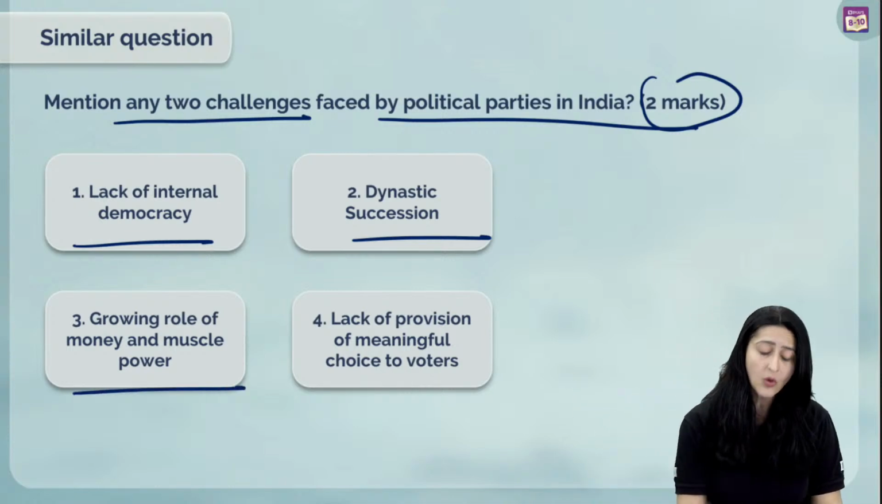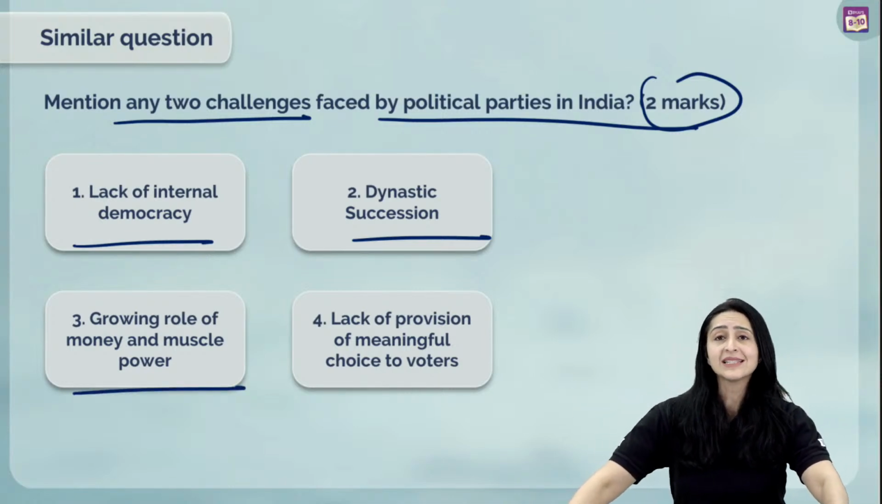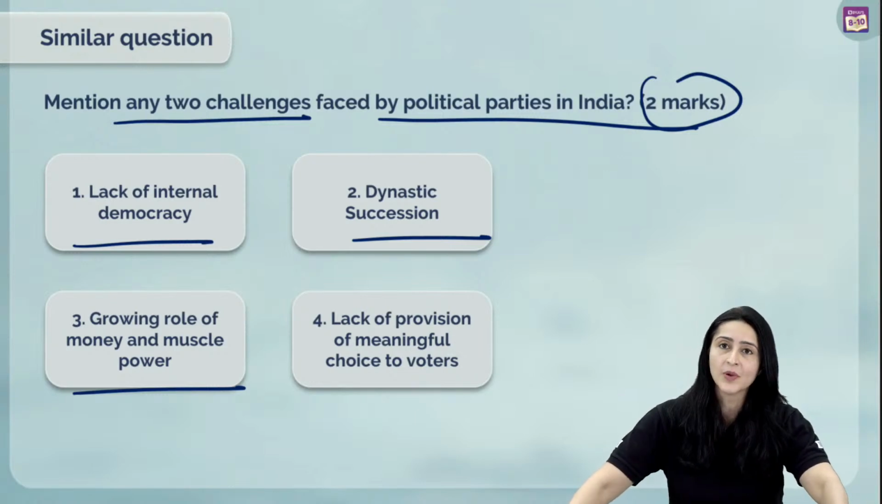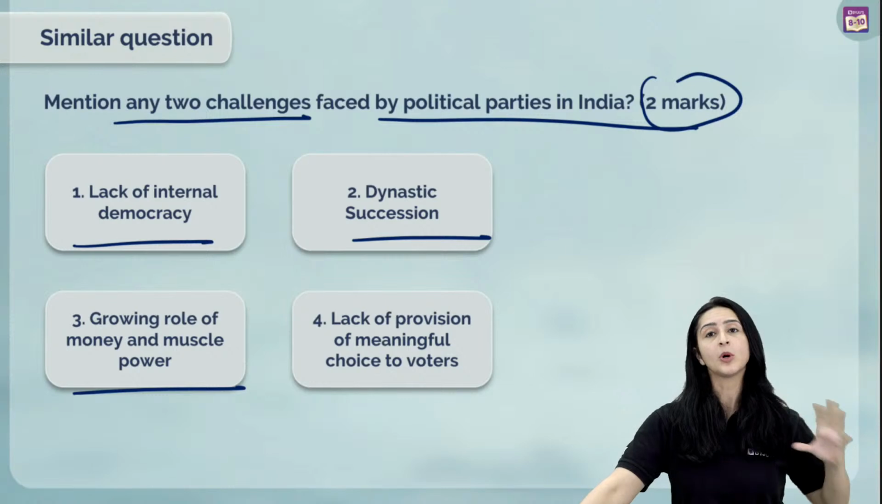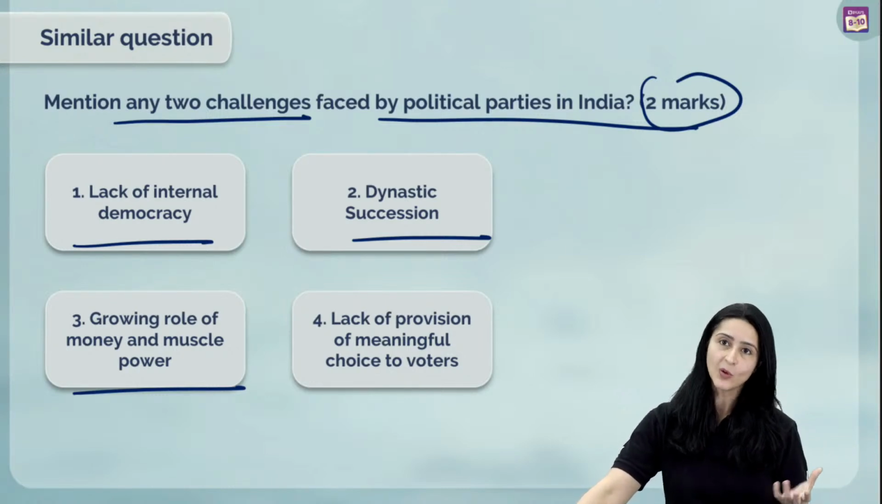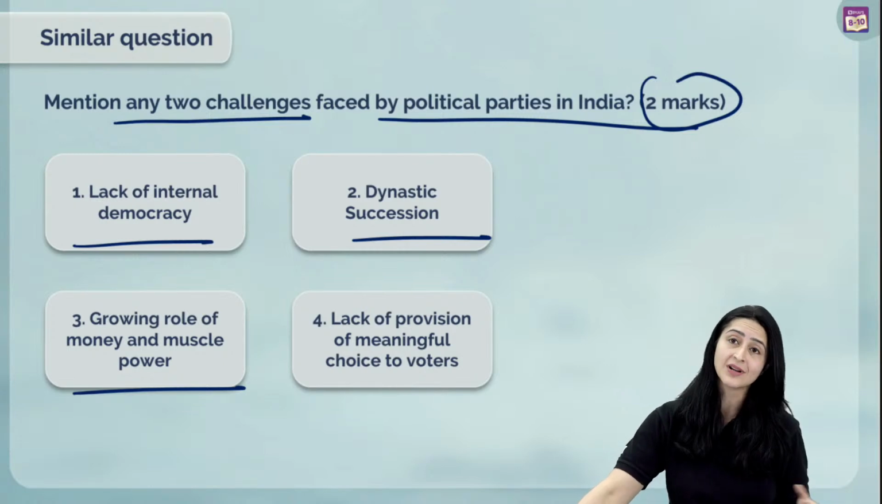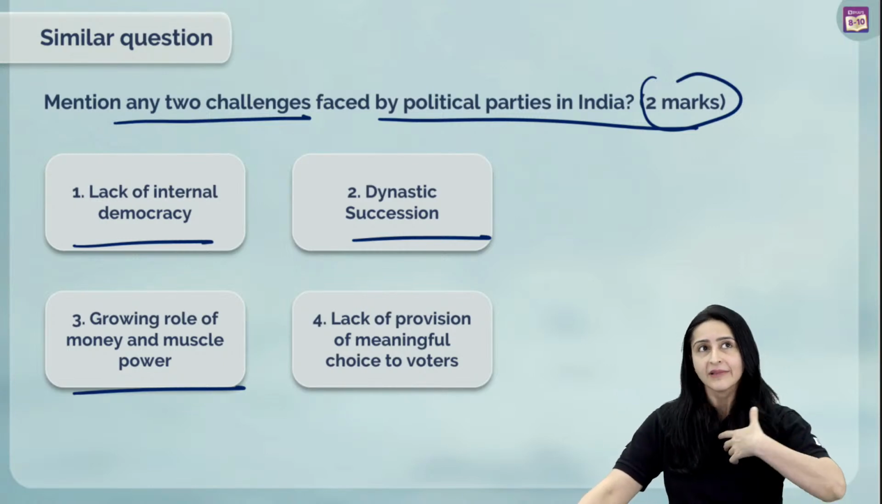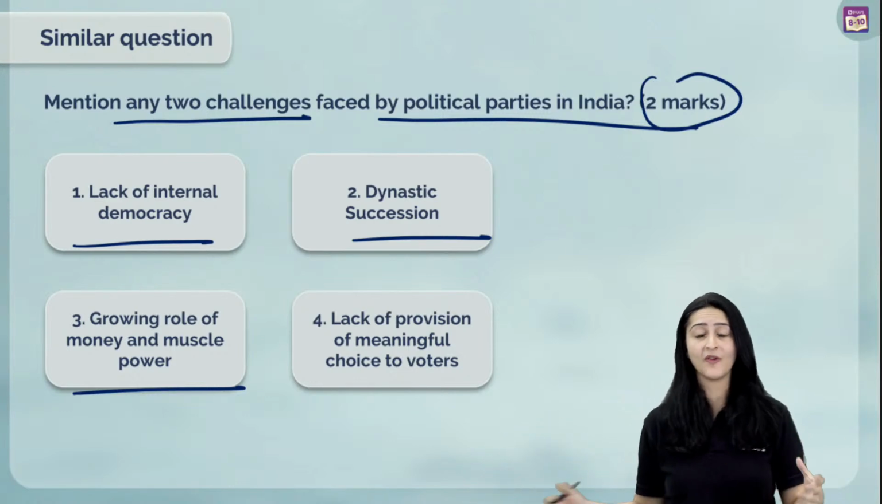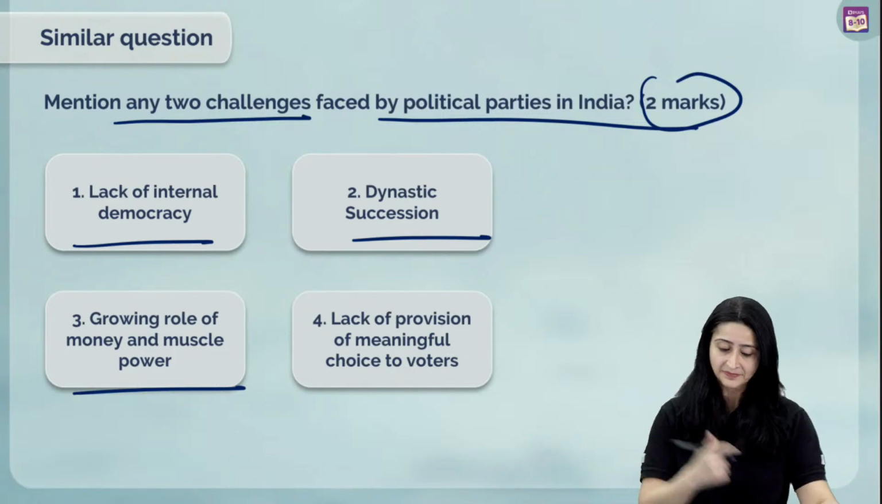Then there is the growing role of money and muscle power. What does this mean? This means that political parties are able to exert influence nowadays only if they have political clout, influence and money, right? So the parties who do not have this, unfortunately, do not seem to be able to influence people so much because of this kind of problem. They're not able to reach as many people.